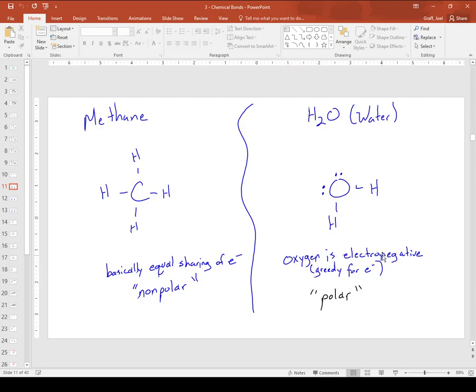Meanwhile, oxygen is far more electronegative. That means it's greedy for electrons compared to those hydrogens, and so the electrons are going to spend the majority of their time hanging out around this oxygen rather than hanging around the proton that's the nucleus of those hydrogens.